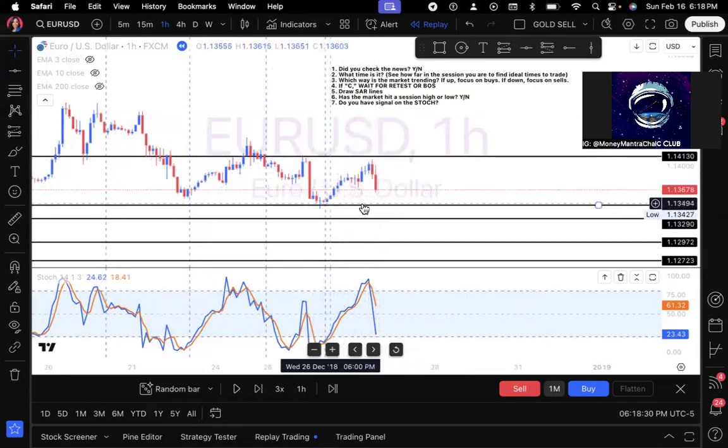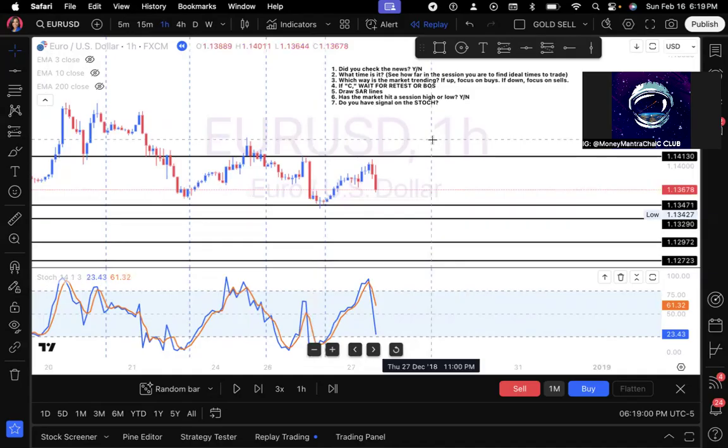Another thing that can happen is it reaches the previous day's lows and is supported, and price goes back up. The third thing that can happen is price can break above the previous day's high for a continuation of a buying trend, or price can break below the previous day's low for a continuation of a selling trend. Now, if that makes sense so far, everybody just drop a 7 in the chat.